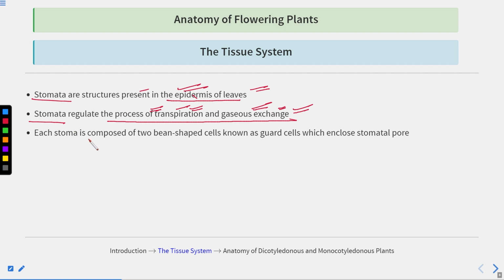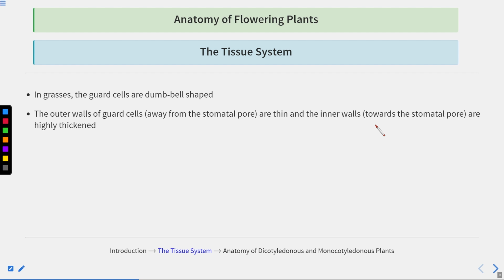Now each stoma is composed of two bean-shaped cells known as guard cells, which enclose the stomatal pore. If you see the structure of a stoma, it is made up of bean-shaped cells, and these are called guard cells, enclosing the stomatal pore. In grasses, the guard cells are dumbbell shaped. We will see the structure of this tissue in a slide just now.